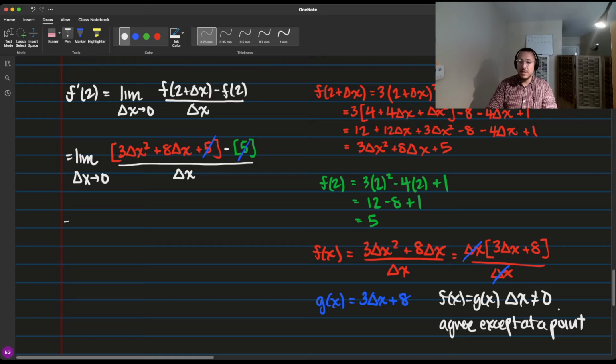Now, because they agree except at a point, that means that their limits will be equal to each other. So you have the limit as delta x goes to 0 of our original, what I called f, will have the same limit as 3 delta x plus 8. And you can just plug in, because this would be direct substitution, you can plug in delta x equals 0, which will get rid of this term, because you get 3 times 0. You'll be left with 8.